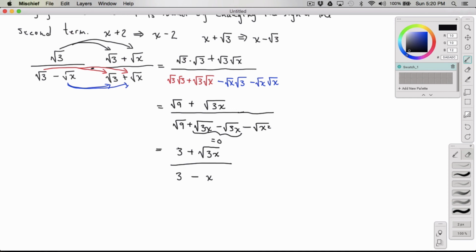And notice that you can't cancel these 3's. You can only cancel things when everything is written in terms of multiplication. And so, that's it. We're done. And thank you for joining me.